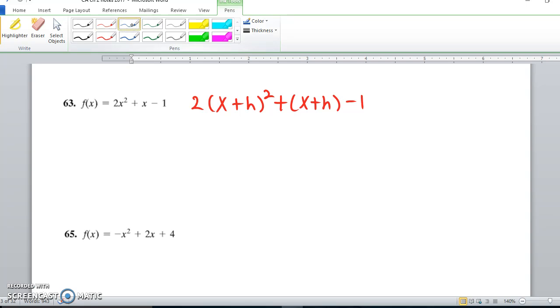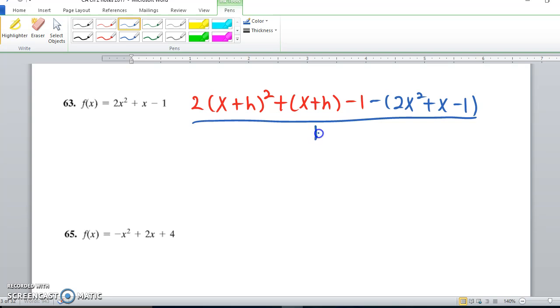And then the next part is you subtract the original function. So we're going to go ahead and put minus, and you've got to put it in parentheses. So 2x squared plus x minus 1, and then all divided by h. So it looks pretty bad, but once you simplify it, it's really going to turn out to be pretty good.